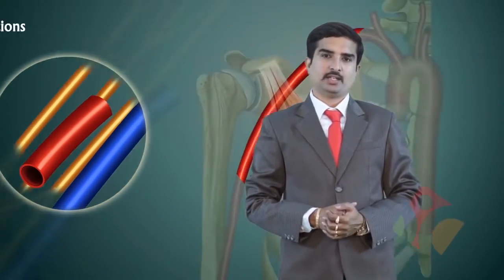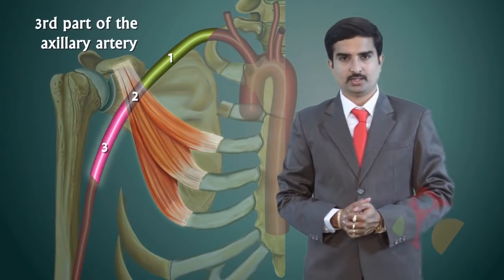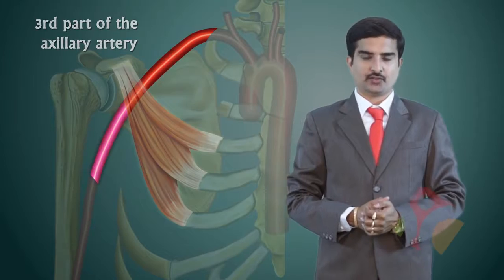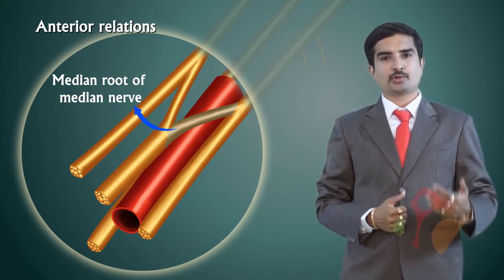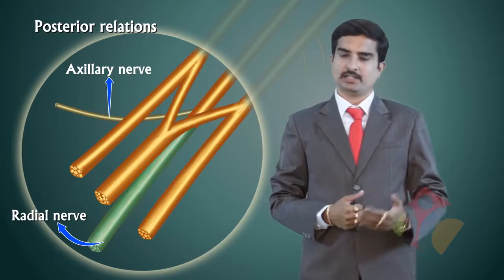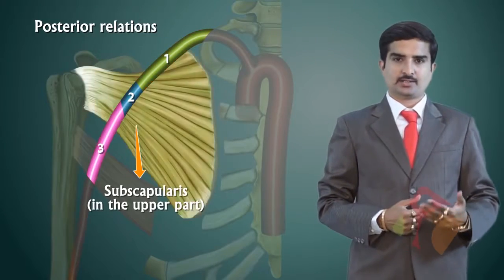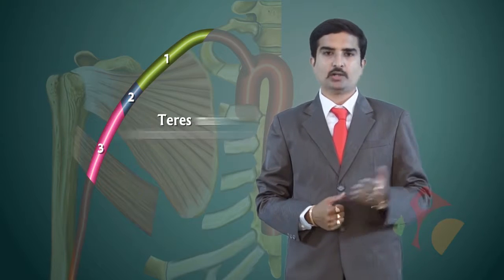At last, let us see the relations of the third part of the axillary artery. Let us see the anterior relations first. The anterior relation is the medial root of the median nerve, and the posterior relations are the axillary nerve, the radial nerve, and the subscapularis in its upper part, and the teres major in its lower part. Now let us see the medial relations.